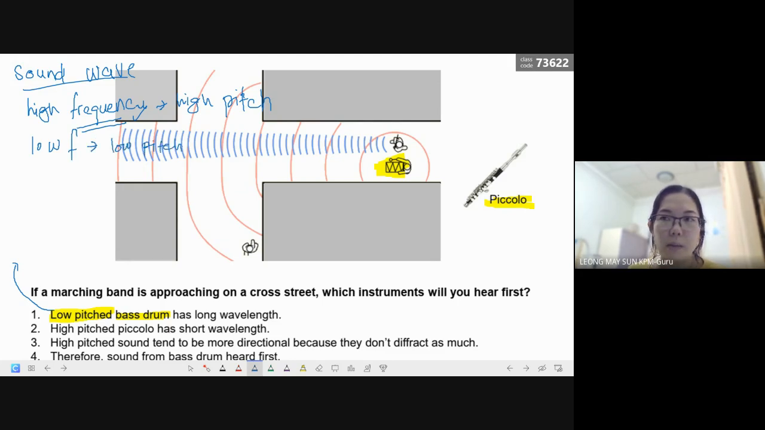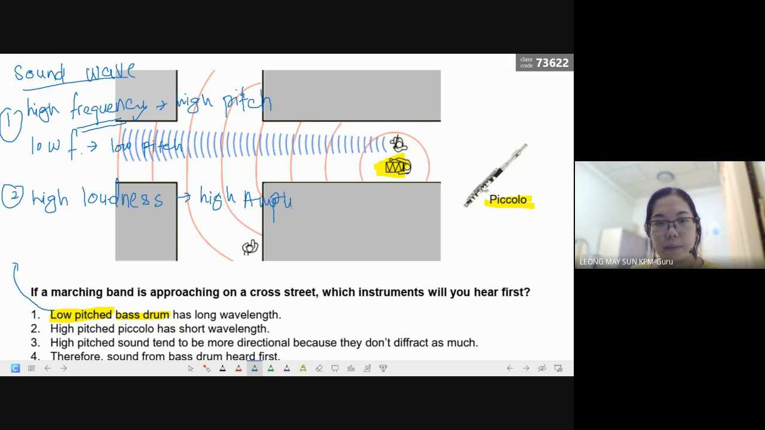So you better write this down because I'm going to erase this off already. Then after that, another part of a sound wave is loudness. High loudness will correspond to high amplitude. Low loudness will correspond to lower amplitude, the amplitude of the sound wave.